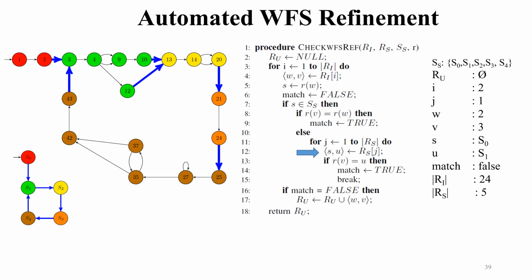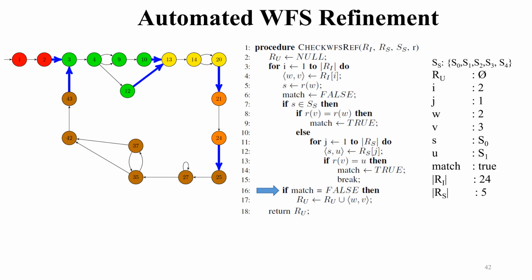The state corresponding to S0 is going to S1. So S and U gets the value S1. Now we check if the refinement map of V corresponds to U. Here the refinement map of U is in green and S1 is in green. So there is a match. Match value changes to true.